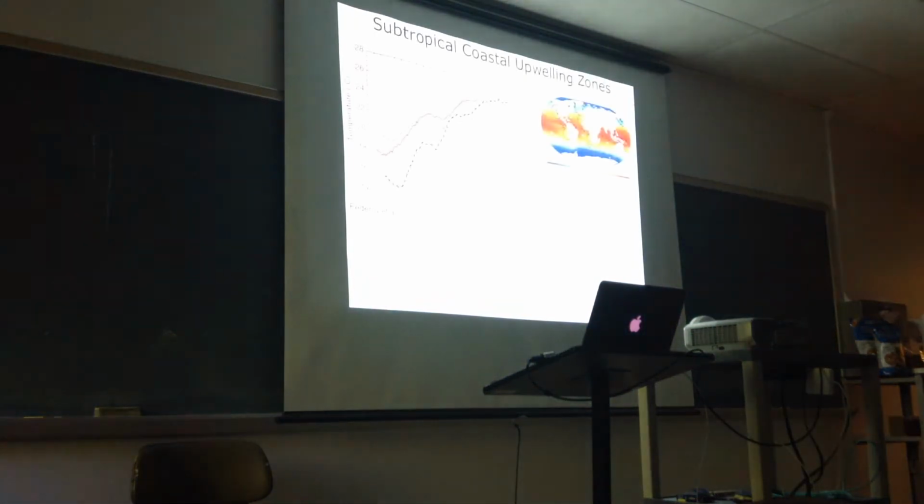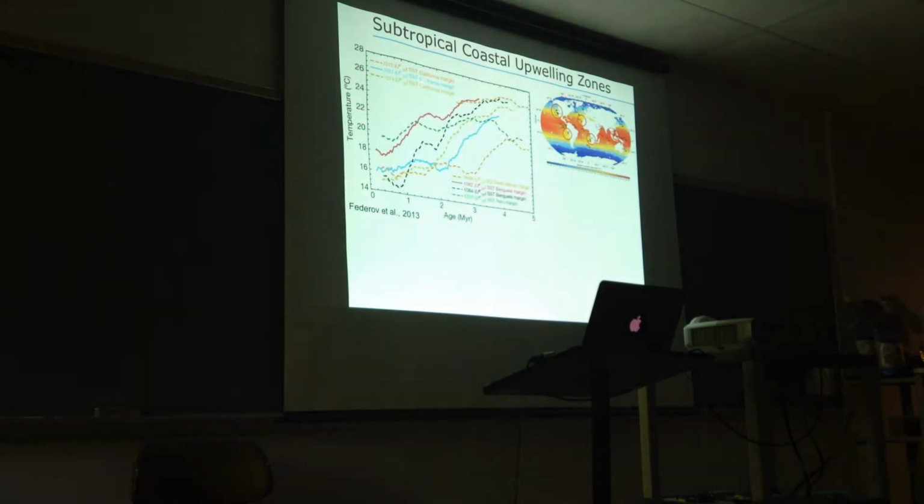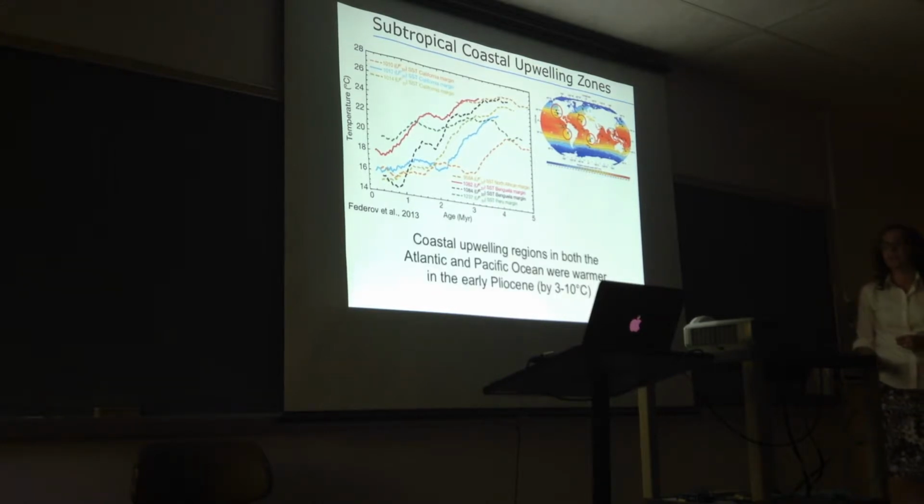So I can put together all of the temperature records from the subtropics. This is the California margin, the Peru-Chile current, the Benguela current, and the Canary current, and all of them show that the temperatures in the Pliocene were warmer. Depending on where they are, the closer they were to the tropics, the smaller the temperature change, and the further away, the larger the temperature change. So all of the coastal upwelling regions were warmer in the early Pliocene, between 3 and 10 degrees. Again, the further off the equator, the bigger the temperature change was.